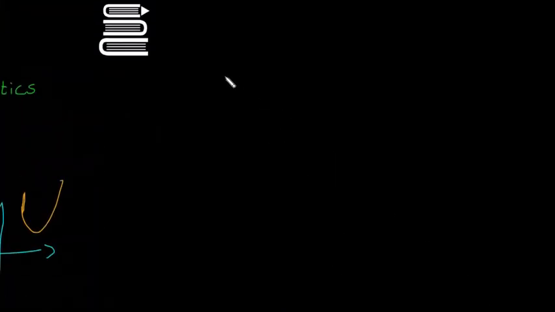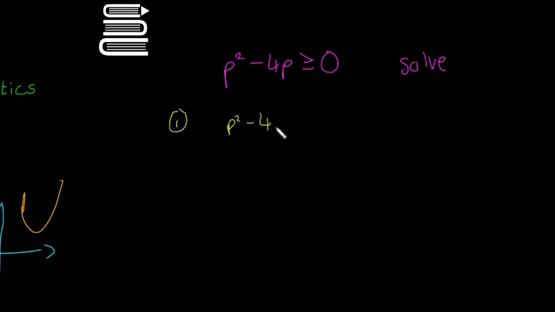So I'm going to start here. We're going to have p squared minus 4p is greater than or equal to 0. So basically now we want to solve this. Okay, so it's just like any of the other questions we did. So the first step, we're going to say p squared minus 4p is equal to 0. Then the second step, I'll go green, as we have to solve it.